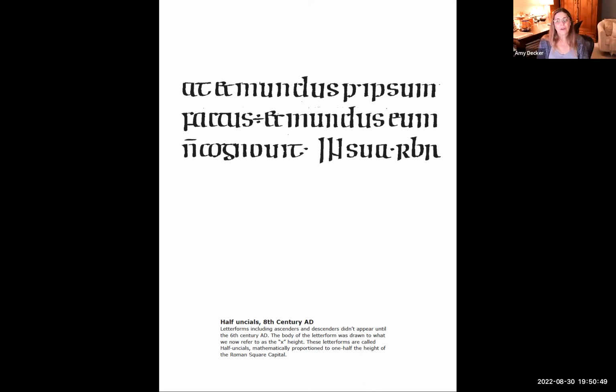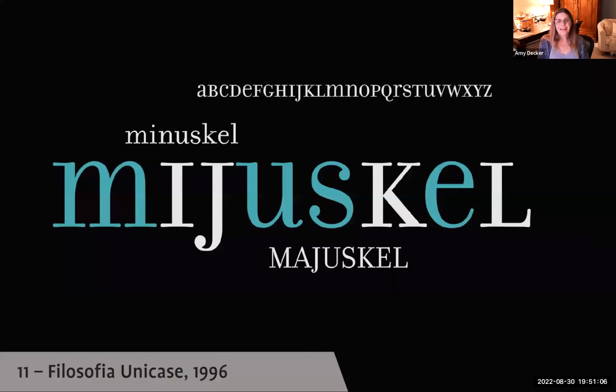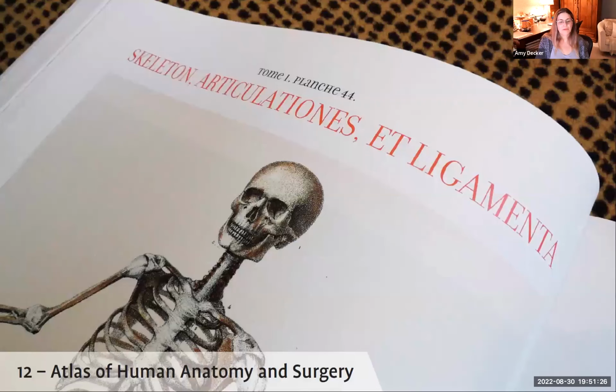And so the half uncials are designed to sit between the baseline and the mean line, which is half the size of the capital letter forms, or what they were calling the Roman square capital. And so here's an example of a digital version of minuscules and majuscules. Philosophia Unicase was designed in 1996. And this typeface is based on the minuscules and majuscules of the medieval times. Here's some examples of it in use in books.